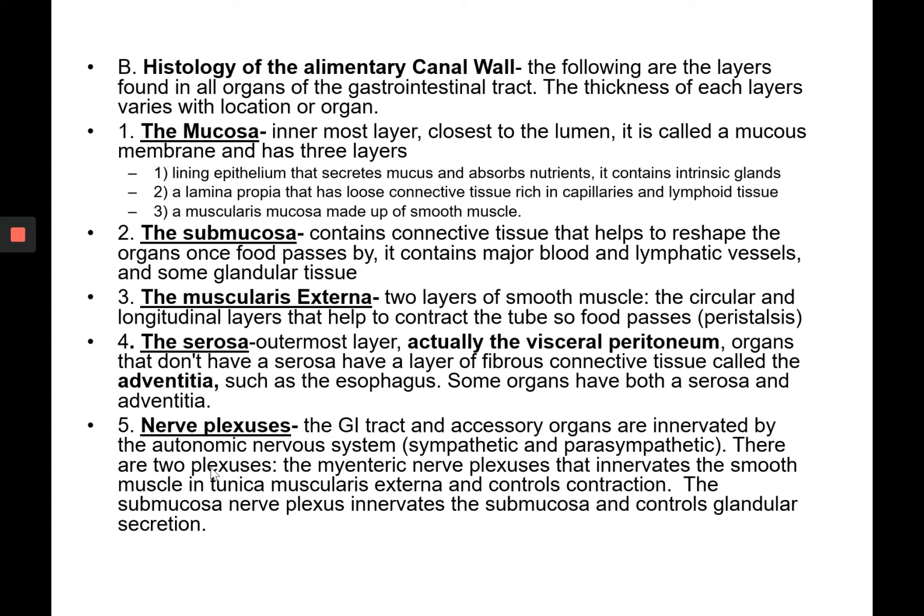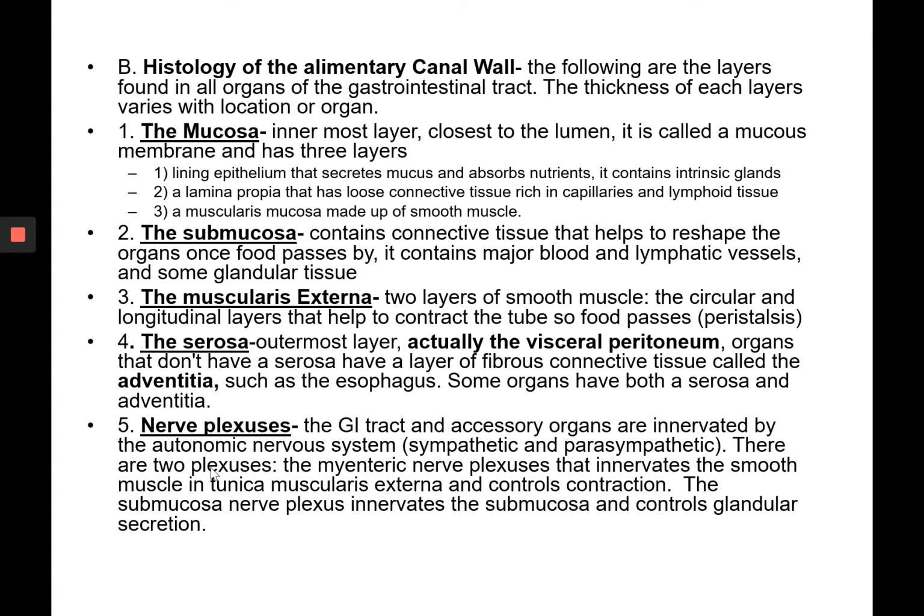These are going to be the muscles that contract to perform functions such as peristalsis and segmentation. The serosa is the outermost layer of the alimentary canal wall, and it's actually just the visceral peritoneum. It contains fibrous connective tissue, and organs that are not completely surrounded by the visceral peritoneum also have an adventitia. For example, the esophagus is not found in the abdominopelvic cavity, and so it's going to have an adventitia on its outside instead of a serosa.